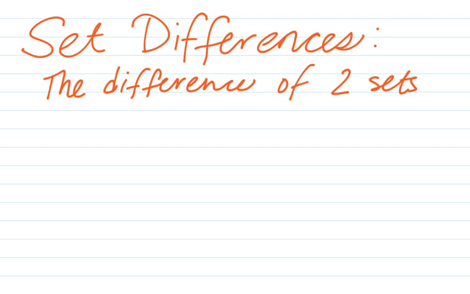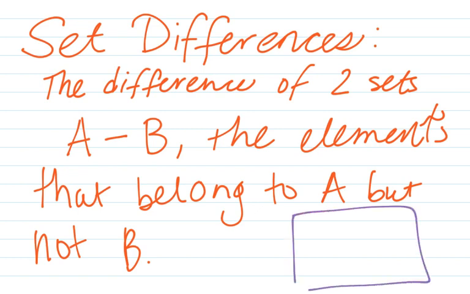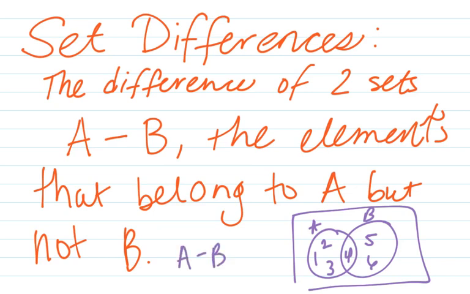Another important definition is set differences. When you think of this as the difference of two sets, we can symbolize it as A minus B. Okay? It's a set of elements that belong to set A but not to set B. So if I were to draw a Venn diagram, and let's say I had A and B, and A contains 1, 2, 3, and they both contain 4, and B contains 5 and 6, then the difference A minus B, or the difference between A and B, would be the set containing 1, 2, 3. It's everything that belongs to A but not B, so I can't include 4 because it's shared by both.